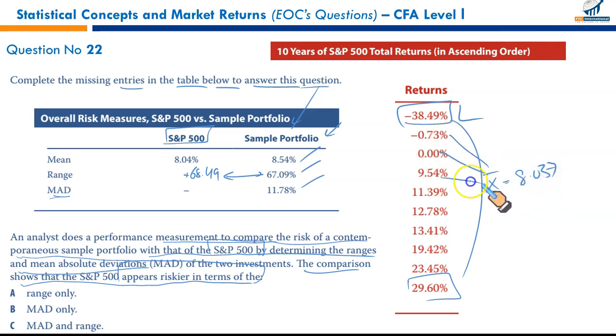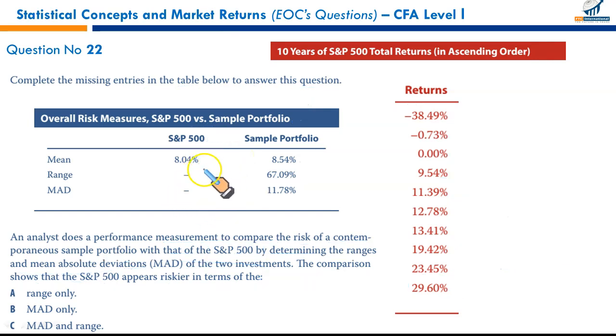You will calculate the deviation from all of these numbers, and you will take the absolute number, divide the sum with the total number of observations, 10. It will give you the MAD for the whole S&P, and it will come out to be 12.67. Now you have the numbers to compare. You have the range of S&P 68.09, and you have the MAD to be 12.67. Now you can compare and you can give your conclusion.